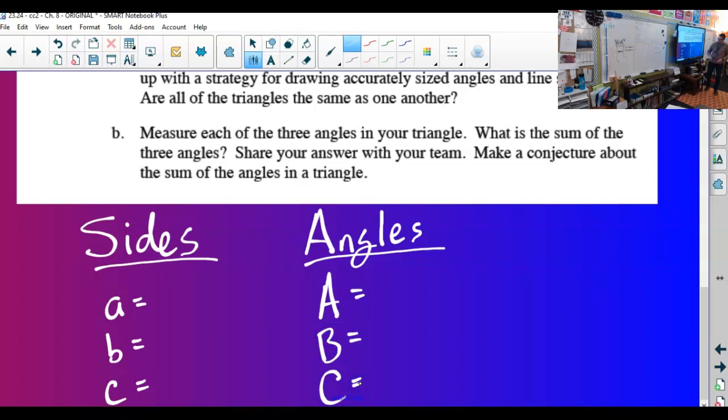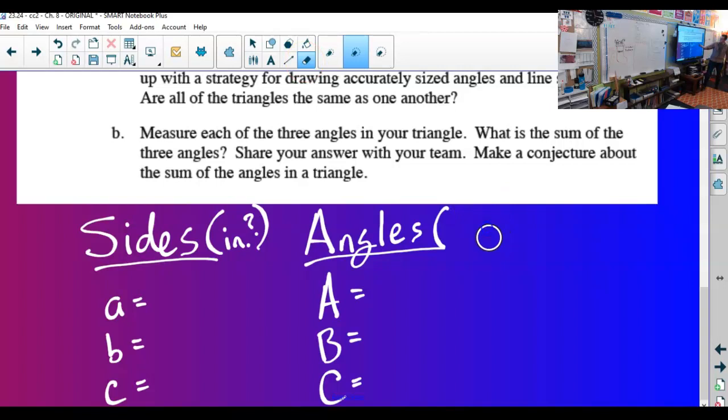I'm pretty sure there's at least 6 parts to a triangle. There are 3 sides that each have a length in whatever we're talking, whether it's centimeters or inches. So we need some kind of label. I guess I'll be American today and just put inches there. And then our angles all have sizes in degrees.